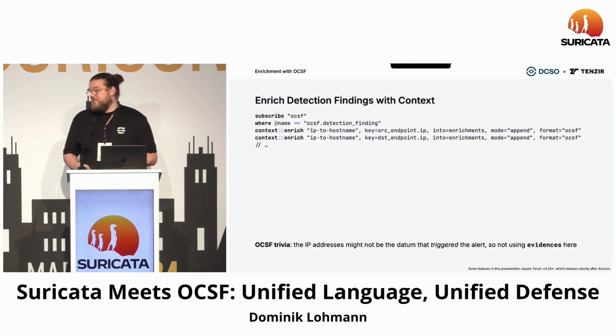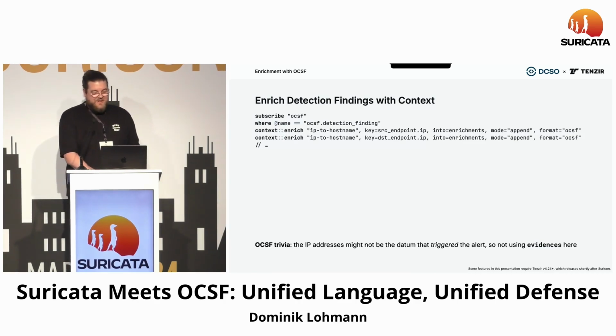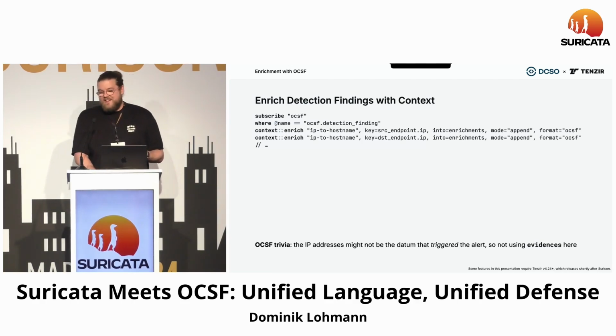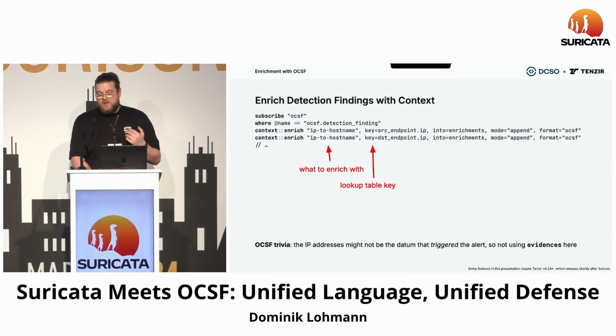And that's, again, another pipeline. Everything really is a pipeline with us. So what we're doing now is we're, again, taking all the detection findings from the OCSF feed, and now we're using the enrich operator. So now we're saying, okay, we want to enrich with our hostname context. We want to enrich on the key source IP, and then a second time here on the destination IP.